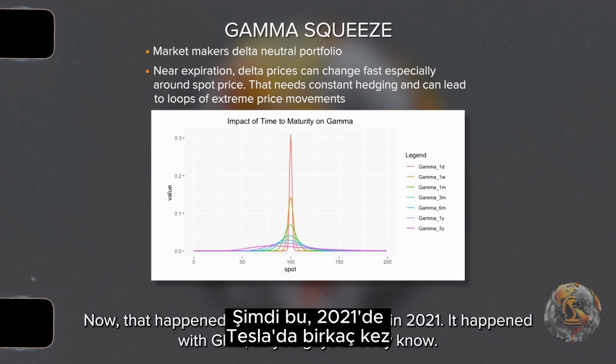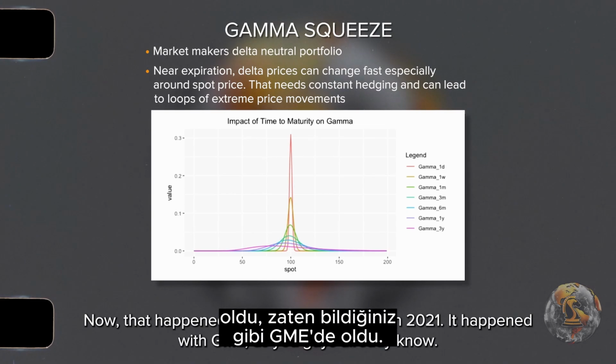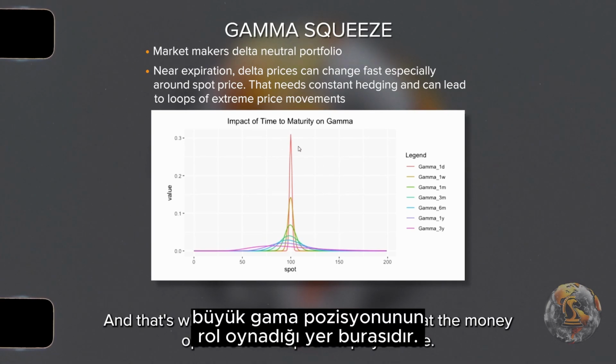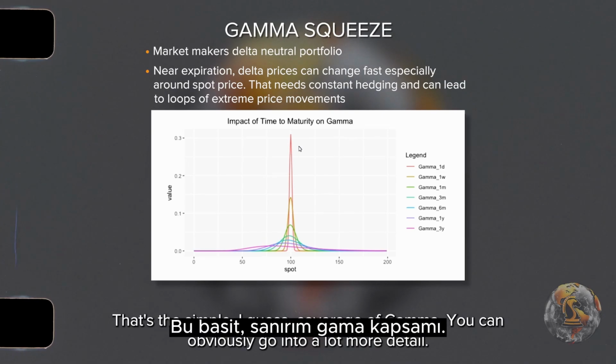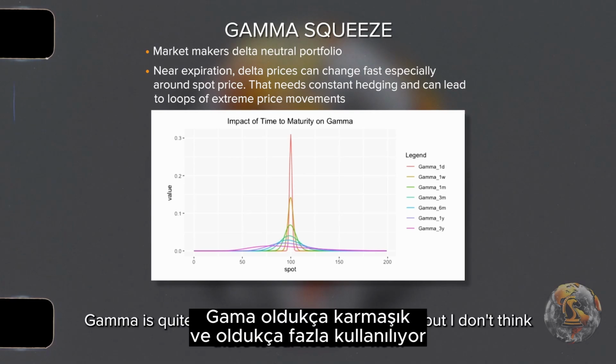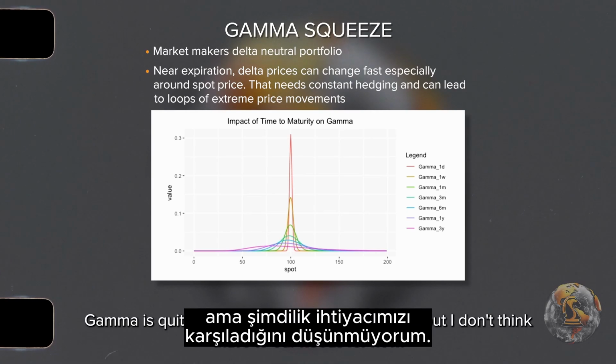Now, that happened with Tesla a few times in 2021. It happened with GME, as you guys already know. And that's where the big gamma position for at the money options near expiration plays a role. That's the simple, I guess, coverage of gamma. You can obviously go in a lot more detail. Gamma is quite complex and is used quite a bit, but I don't think that's to our needs for now.